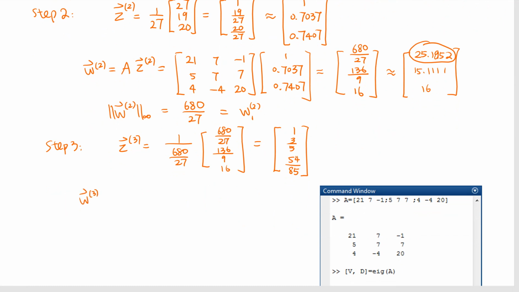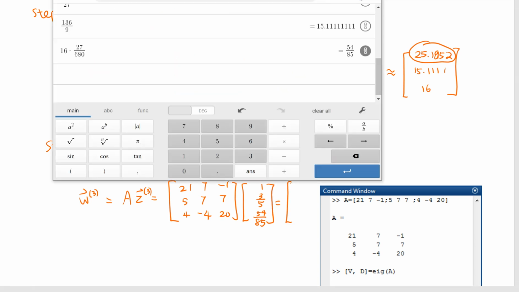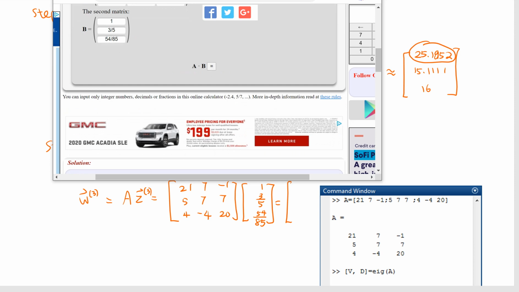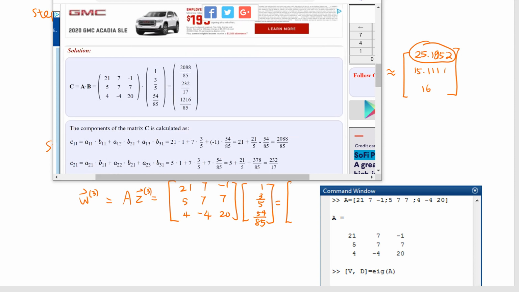Alright, next, W3 is then A added on the C3, so which is A, 21, 5, 4, 7, 7, minus 4, minus 1, 7, 20, times 1, 3/5, 54 over 85. Okay, now let's see. Our matrix multiplication website. A is the same. B is first component still 1, second component 3 over 5, the third component 54 over 85. Okay, and let's see. This is our answer. 28 over 85.